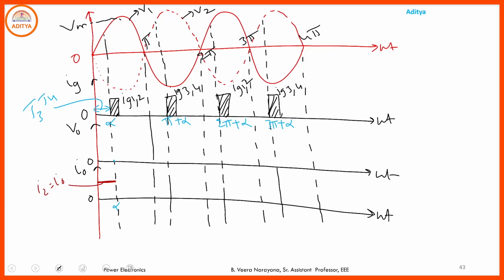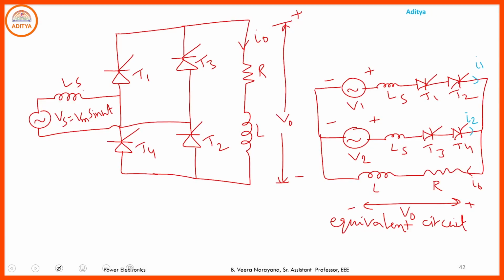So if there is no source inductance, then immediately the output current transfers from the outgoing SCRs to the incoming SCRs, and from alpha to pi plus alpha, T1, T2 are in the on state and T3, T4 are in the off state. Again you have continuous current, but due to the presence of this source inductance, it does not allow the sudden change of current flow through the circuit.